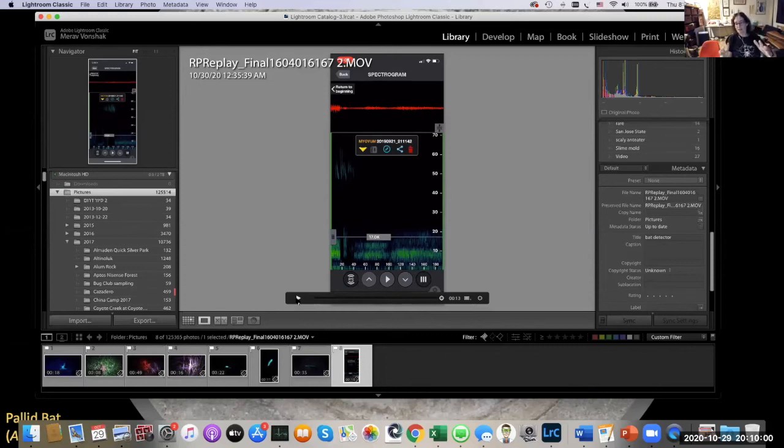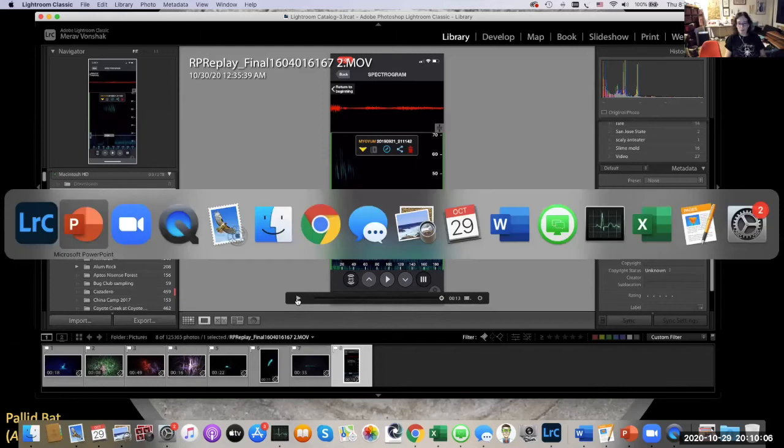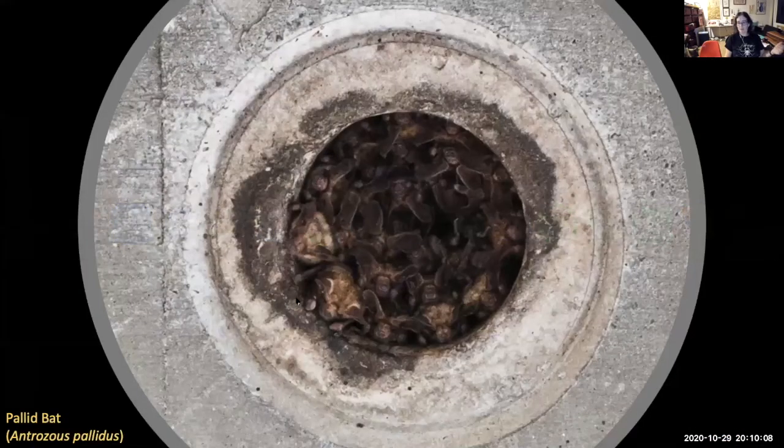And even though this is not perfect, a real bat expert could look at these calls and identify them to species, which is awesome, because otherwise it's a whole diversity we can't see. And I think there are 27 species of bats in California, which is amazing. And most of them you could see in the Bay Area, or you can't see, but they live here.